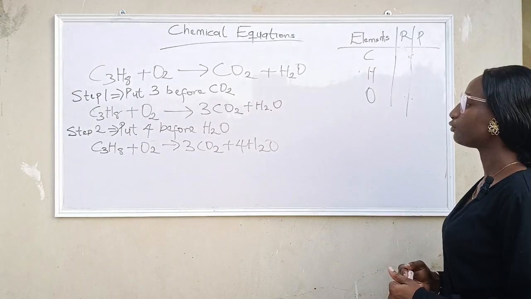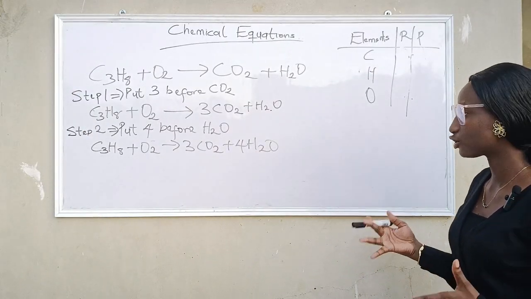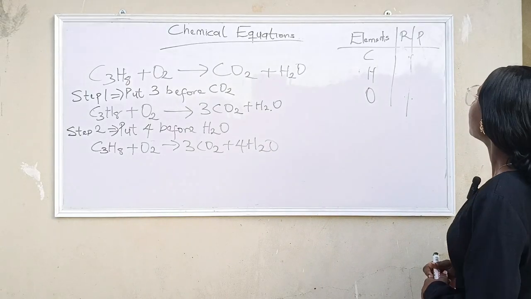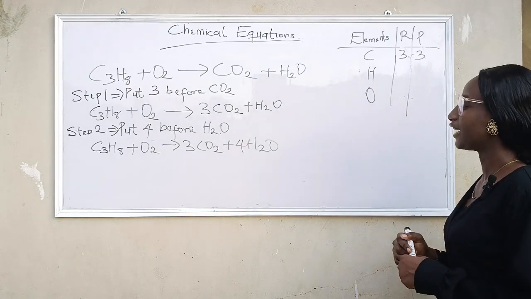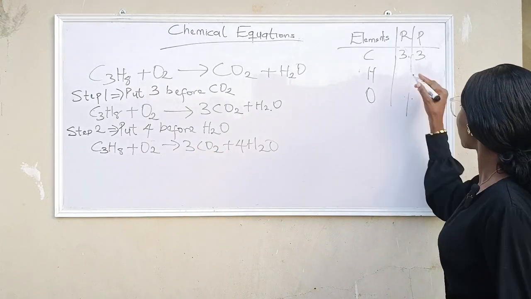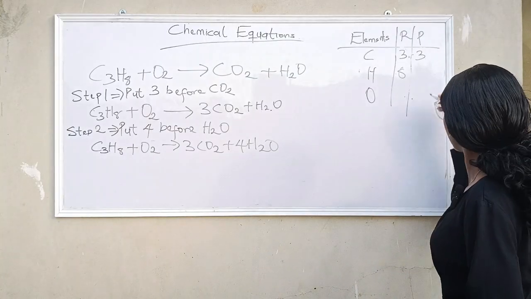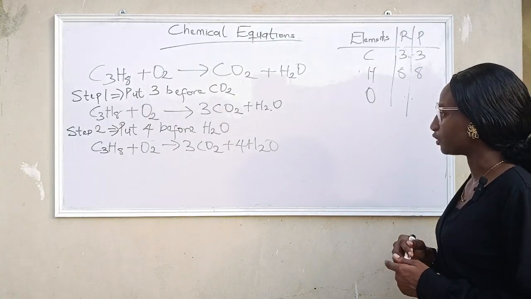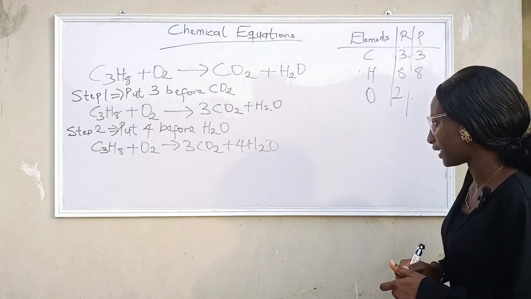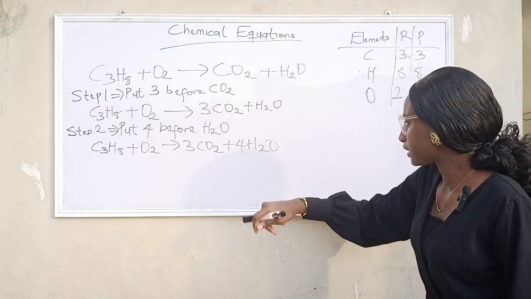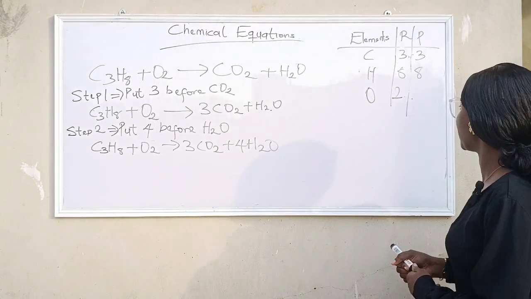Let's check if what we have done is actually correct, or let's check if it has solved the problem. For carbon, reactant 3, product 3. For hydrogen, we have 8 on the reactant side. Let's check on the product side. We have 4 times 2, which is 8. For oxygen, we still have 2 on the reactant side, and on the product side, we have 3 times 2, 6, and we also have 4 times 1, which is 4. Now, 6 plus 4 is 10.